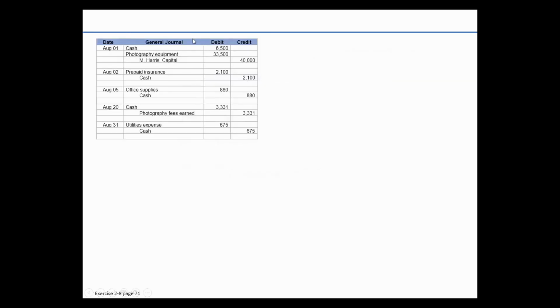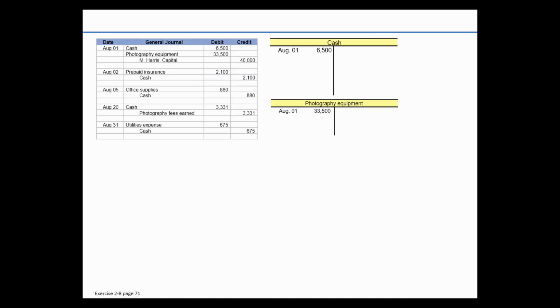So we'll look at this. So again, this is the general journal here. So we have the first one is August the 1st. We have a debit to cash, $6,500, because the company is receiving cash from the owner. And then likewise, again, photography equipment is an asset, and we're receiving photography equipment, $33,500. Now you'll take the total of these for M. Harris Capital. That's part of equity. To increase equity, you have to credit it.